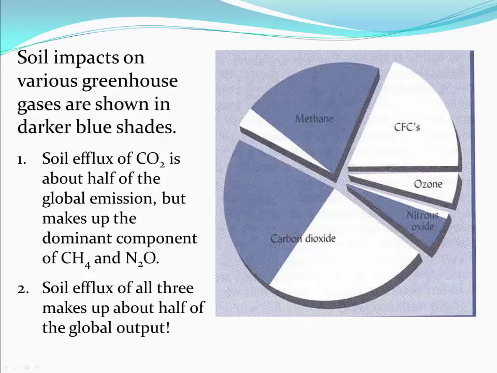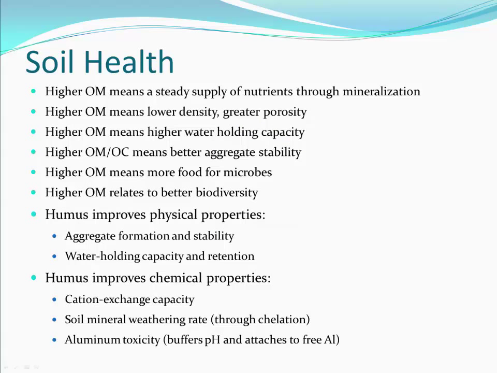And you can see the impact of the various greenhouse gases here. The parts that come from the soil are in blue. So this piece of the pie represents the total methane released, and you can see most of the total methane comes from soil. About half of the carbon dioxide that's released to the atmosphere comes from soil, and most of the nitrous oxide comes from soil. Now the CFCs and the ozone, that's other anthropogenic sources.